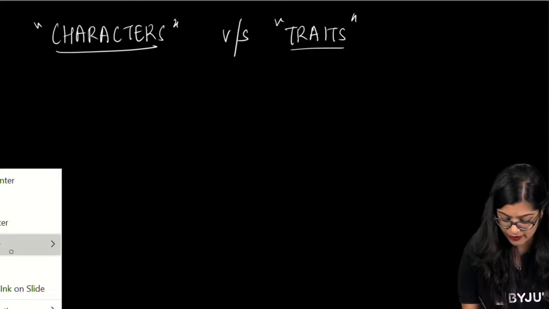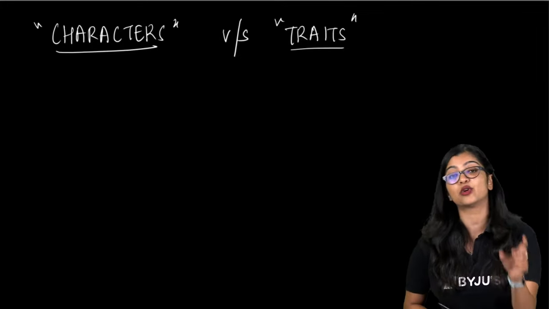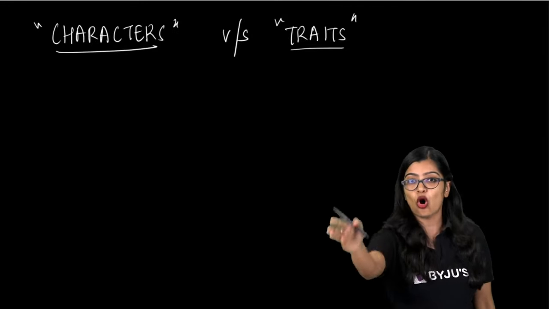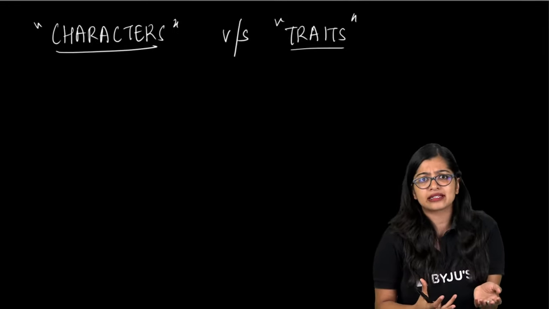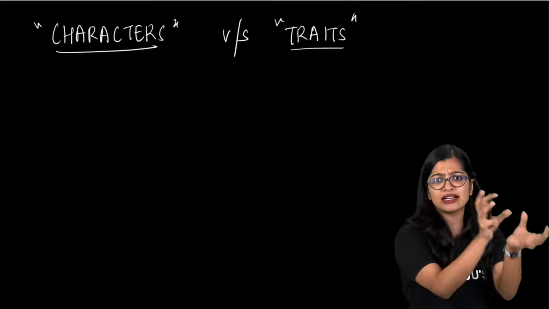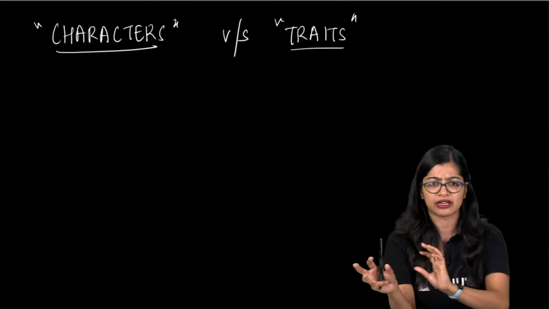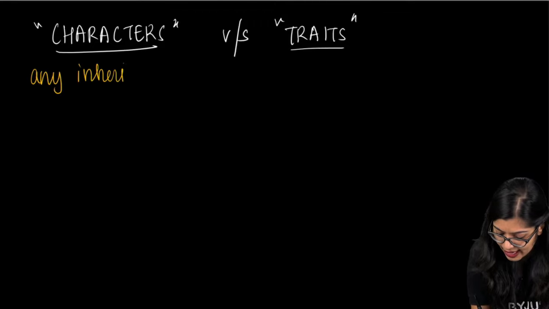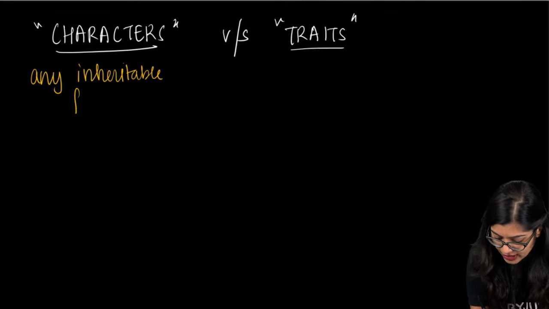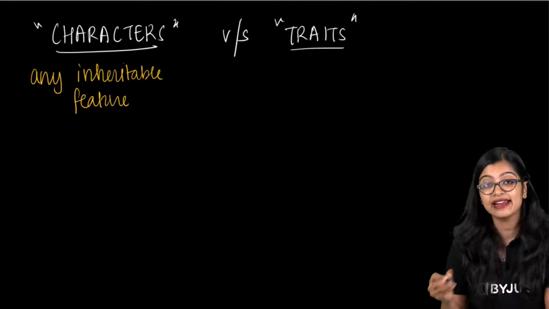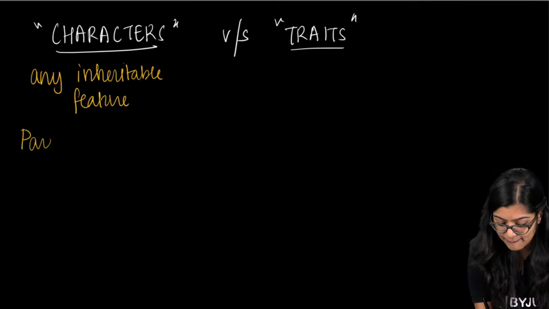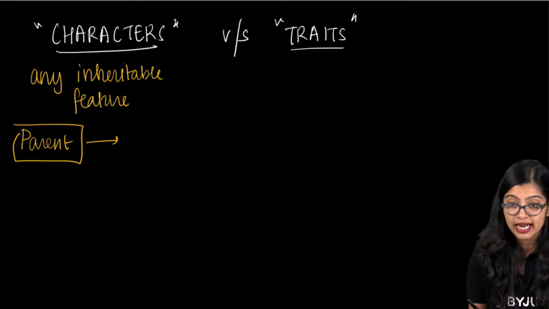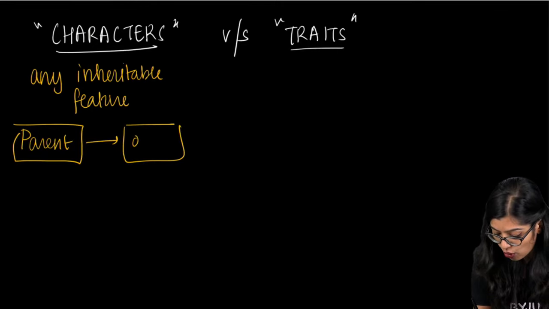So now, of course, when we talk about characters, I told you heredity is nothing but transmission of characters from parent to offspring. So what is a character? It is something that can be transmitted from the parent to offspring. So you can say a character is any inheritable feature. That means any characteristic which can be transmitted from parent to offspring.